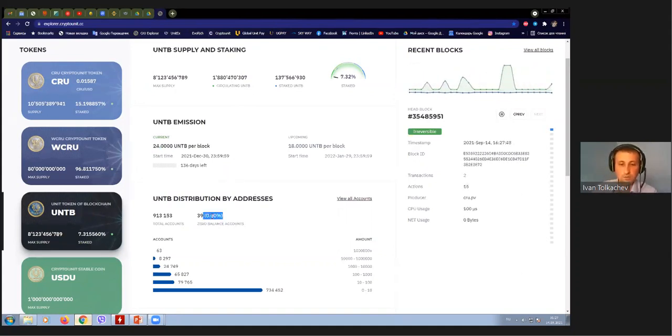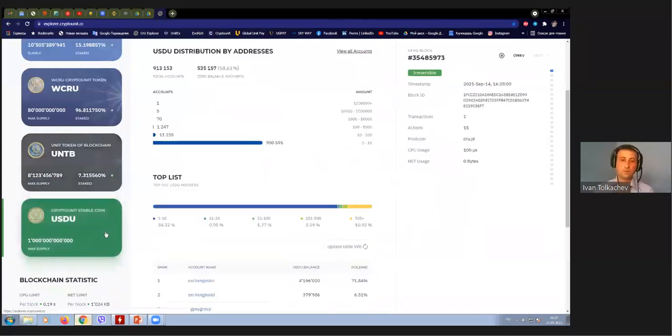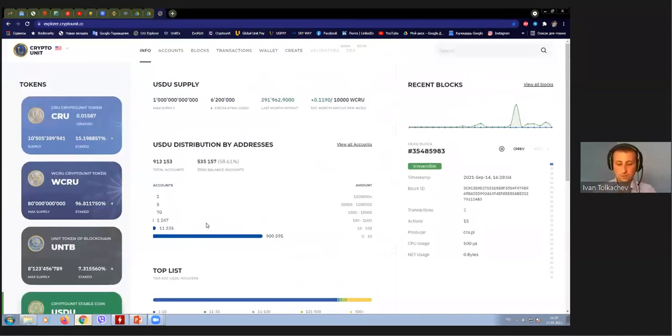Obviously, people need to have those tokens, because if you created the wallet, then you must have the UNTBs because they're needed to create and maintain your wallet. The next token is USDU, which is a stable coin. 8.1 billion is the maximum issue of UNTBs.